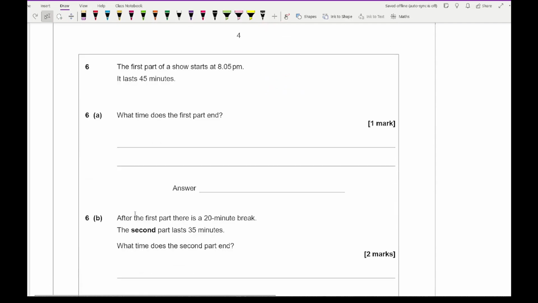Moving on to question 6, we get the first part of a show starts at 8:05 p.m. It lasts for 45 minutes. What time does the first part end? So here we're just going to add 45 minutes. So it's 8:05 plus 0:45, and we get an answer of 8:50 p.m. Or you could write it using a 24-hour clock and write 2050.